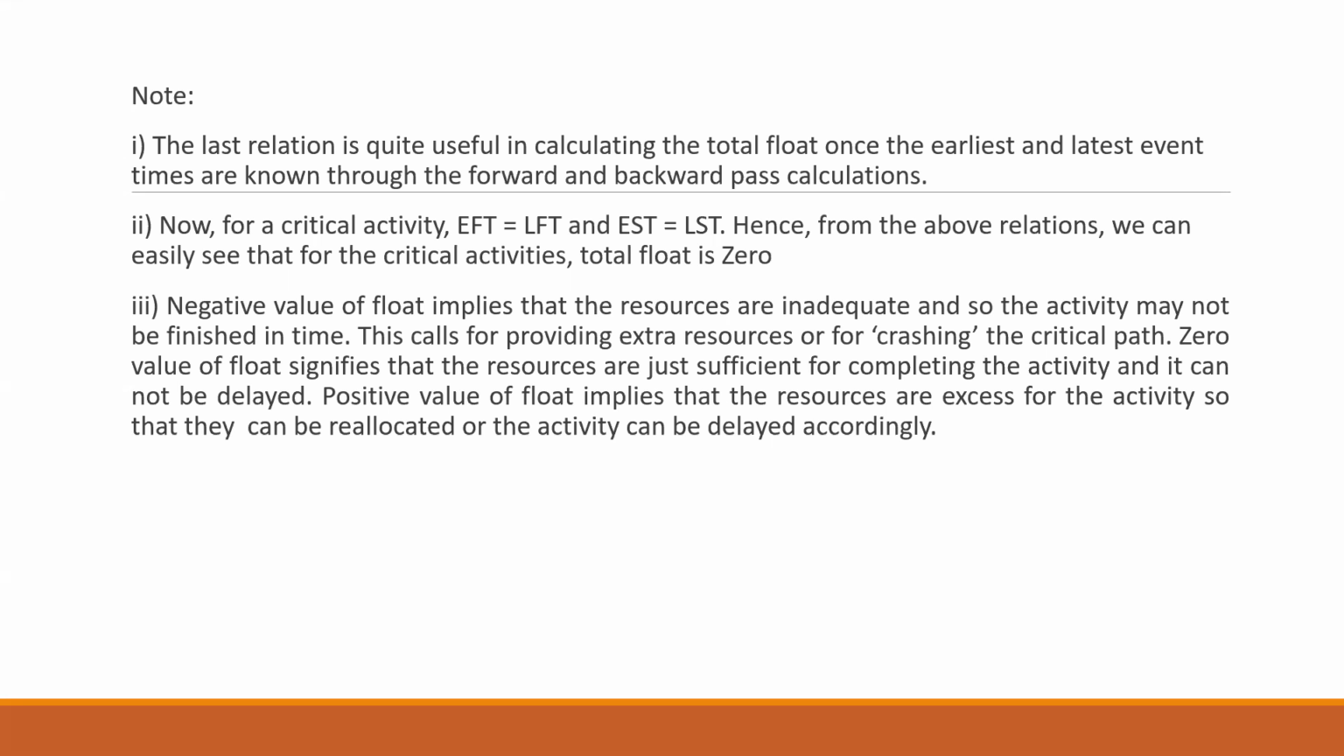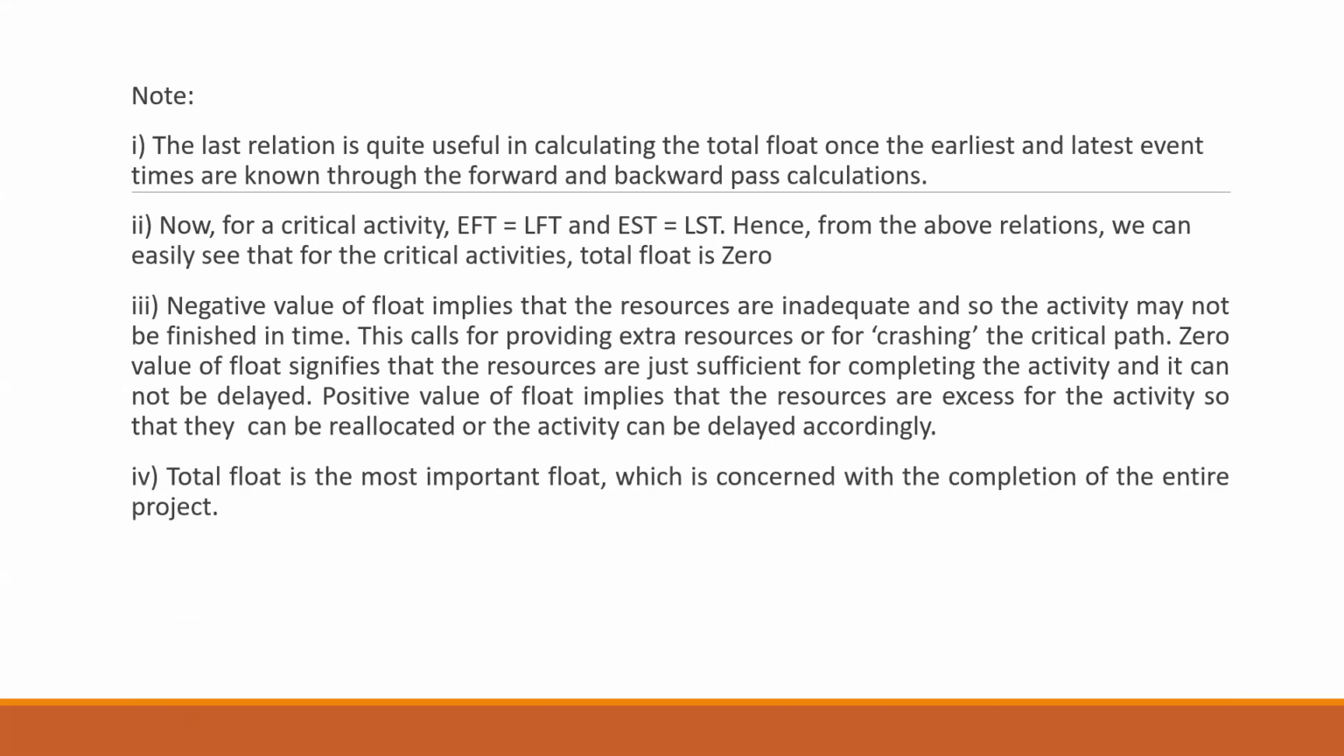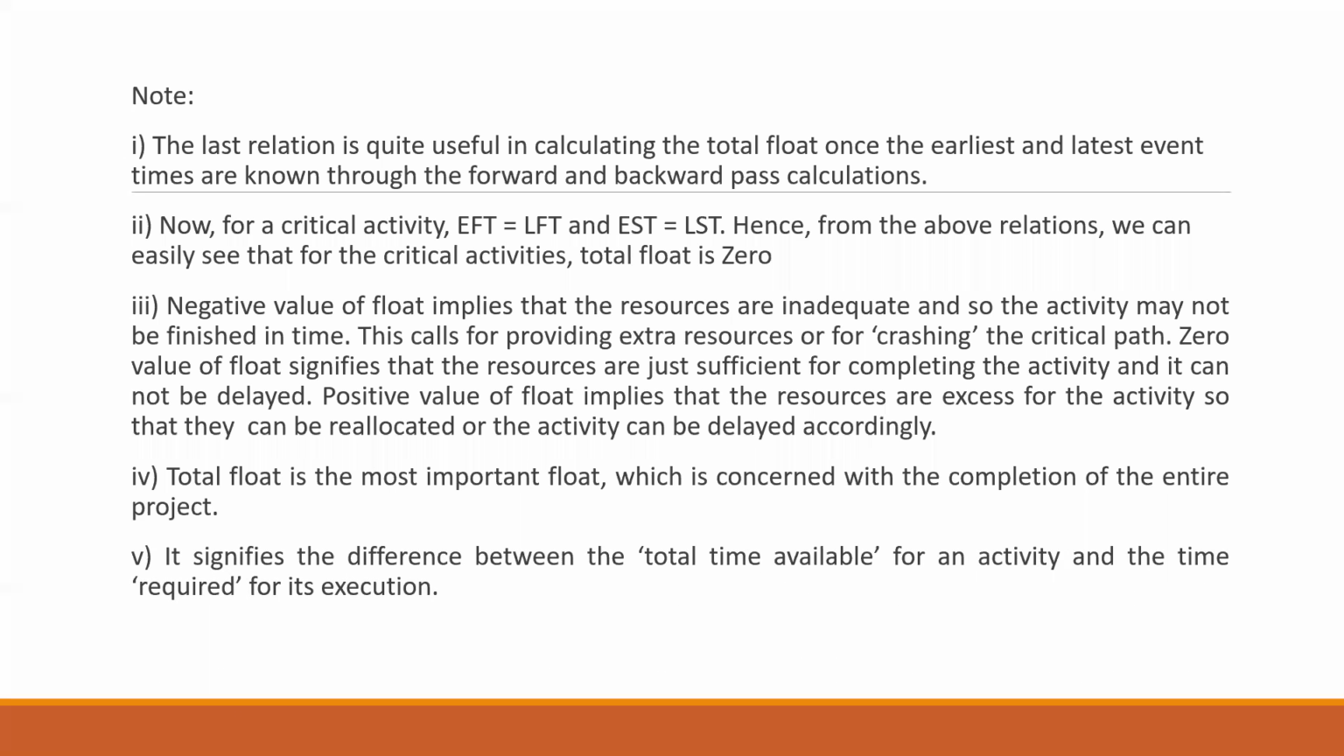Now the total float is the most important float, which is concerned with the completion of your total project or the entire project. So whenever we are doing the calculation, we'll be focusing more on your total float than the free float and your independent float. And the last point, it signifies the difference between the total time available for an activity and the time required for its execution. Clear?